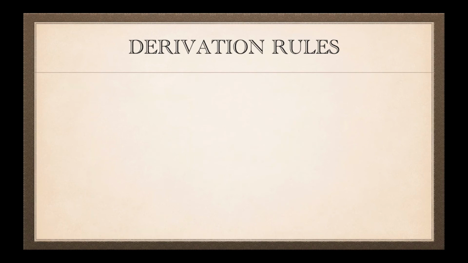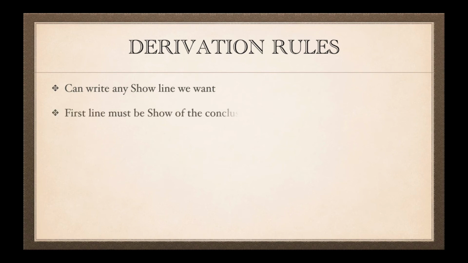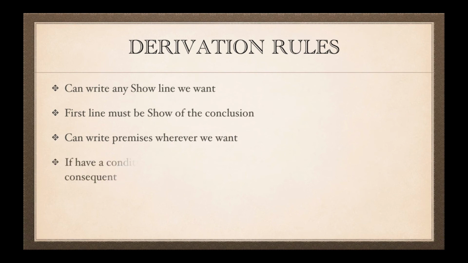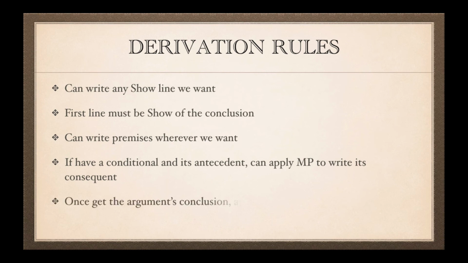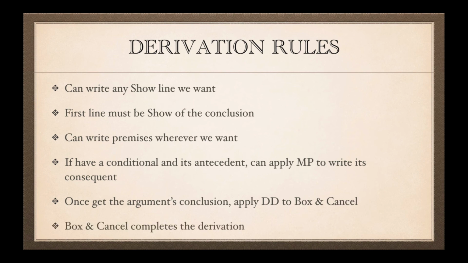So what are the rules for derivations to summarize them all? Well, so you can write any show line you want. The first line, however, must be a show, and it must be a show line of the conclusion. You can write premises wherever you want. They have to be premises of the argument you're trying to derive, but you can write them wherever you want. If you have a conditional and its antecedent on previous lines, you can apply modus ponens, and that lets you write the consequent of the conditional. And then once you get the argument's conclusion, you apply direct derivation to box and cancel. And so that's it. Those are the rules that you can apply, and you apply them in that order, basically. And once you box and cancel, you've completed the derivation.